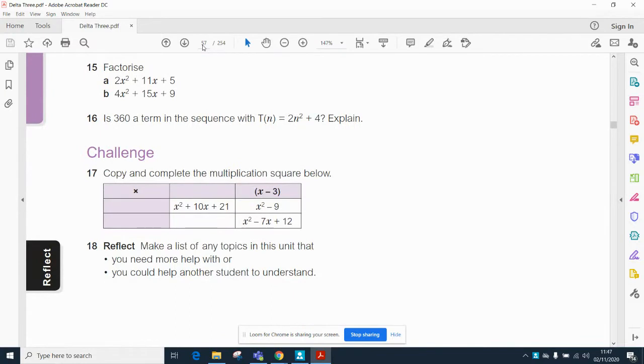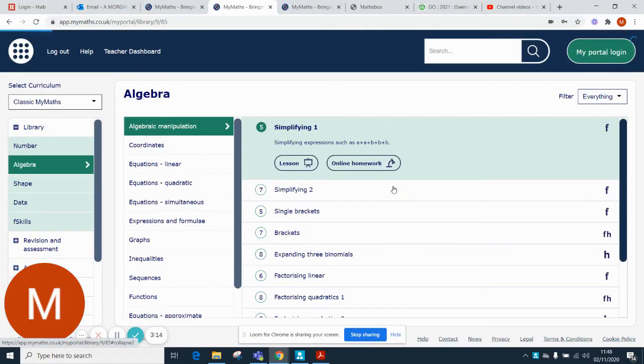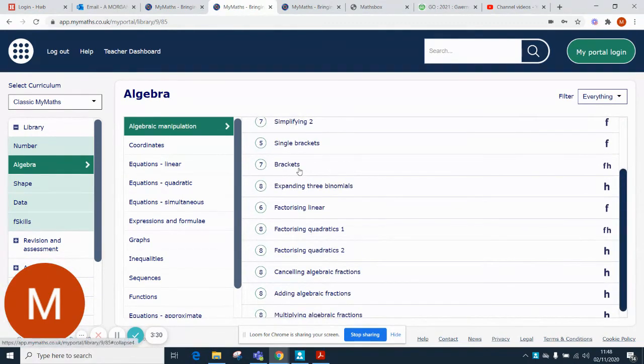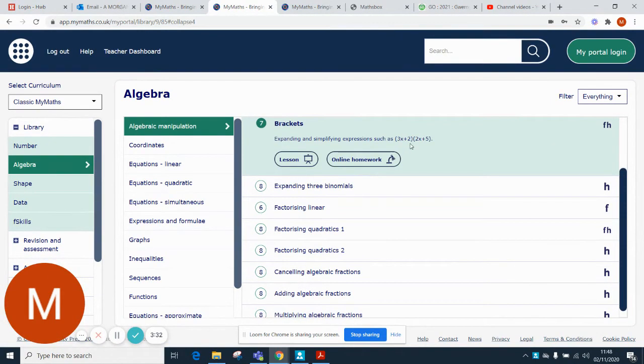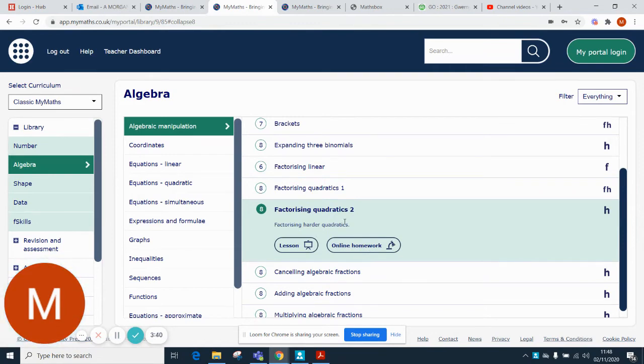And another place you could get some help is My Maths. So if you have a look on My Maths, you can hopefully log on. If you choose algebra, there's a lot of different things here. So algebraic manipulation. Within there, you've got brackets. So this is expanding double brackets. You've got factorizing quadratics, 1. You've got factorizing quadratics, 2. Okay, so there's two different things you can do there.